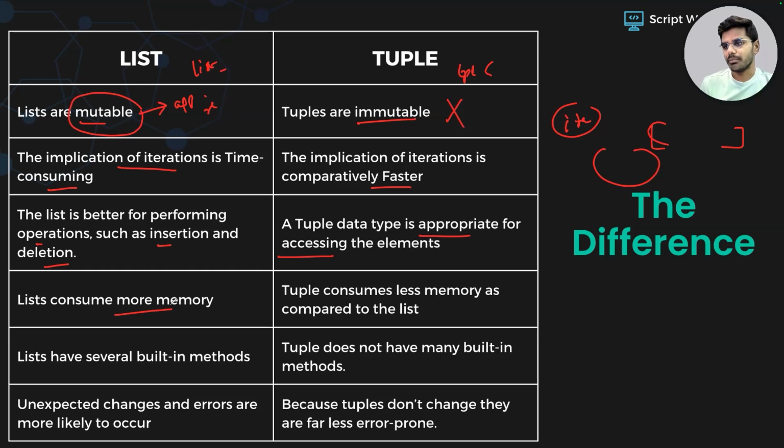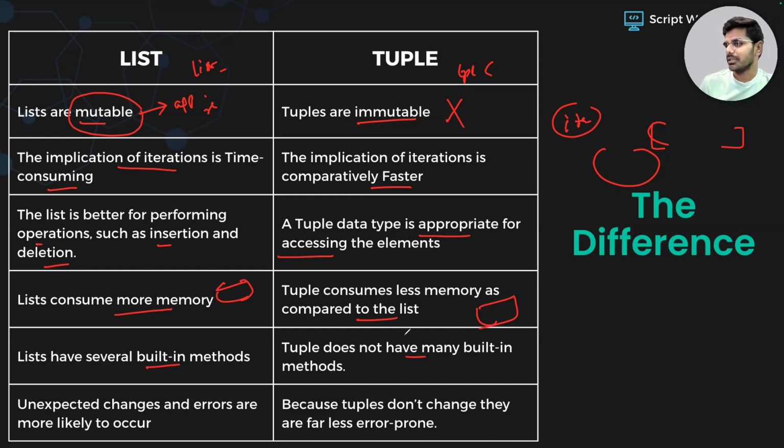List consumes more memory, tuple consumes less memory when compared to list. That means list occupies more memory of your RAM while executing, whereas tuple occupies less. List has several built-in functions. We all know, we have seen few of them: append, extend, insert, remove, pop, delete, etc. Whereas in tuple we don't have many because most of them are confined to just doing operations, not making any changes to the tuple.